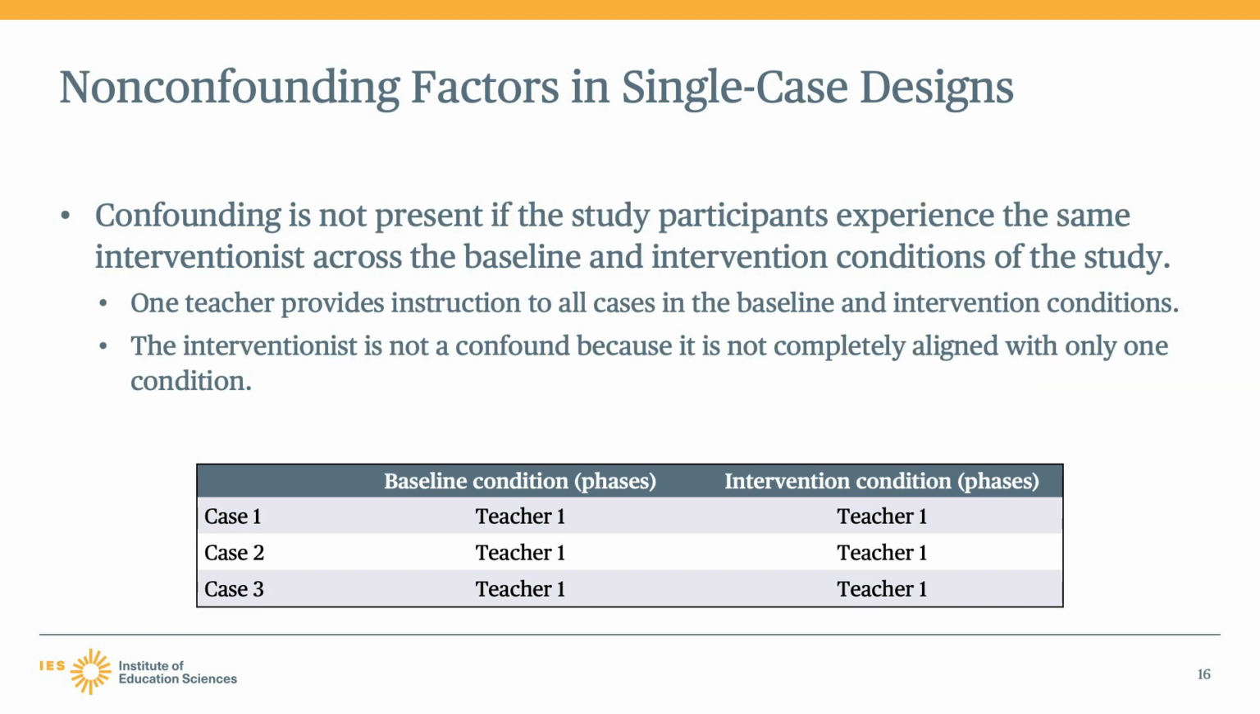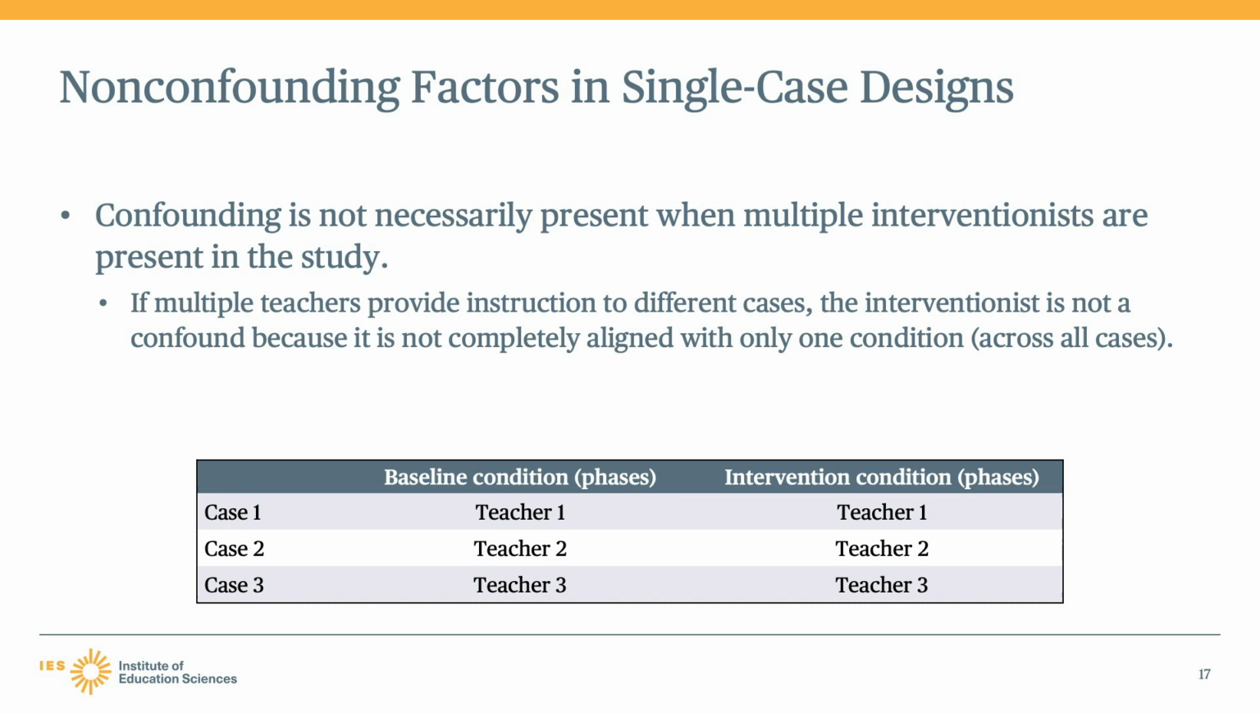In contrast, let's consider a second scenario where confounding would not be considered present. In this example, let's imagine study participants experiencing the same interventionist across the baseline and intervention conditions in the study. This might occur, for instance, if a single teacher provided instruction to all cases and all conditions in the study. Interventionist would not be considered a confound in this example because it is not completely aligned with one and only one condition.